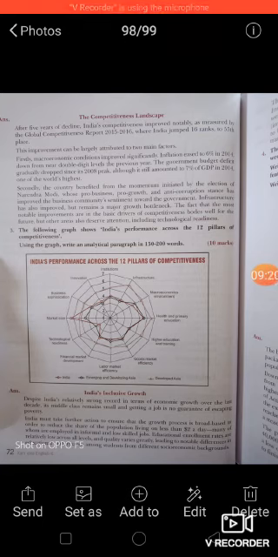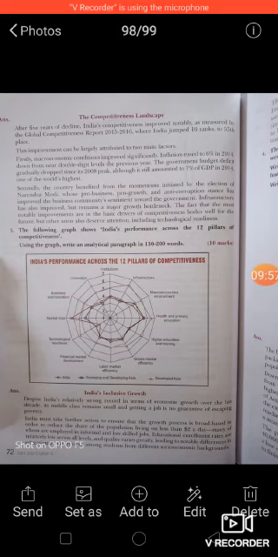Firstly, macroeconomic conditions improved significantly. Inflation eased to 6% in 2014, down from near double-digit levels the previous year. The government budget deficit gradually dropped since its 2008 peak, although it still amounted to 7% of GDP in 2014, one of the world's highest.